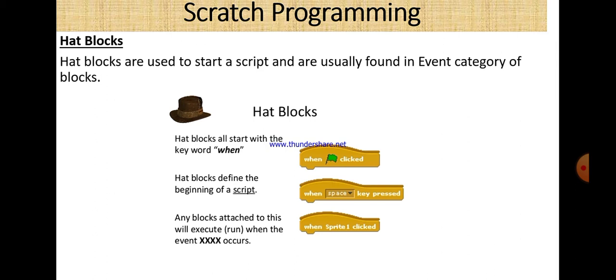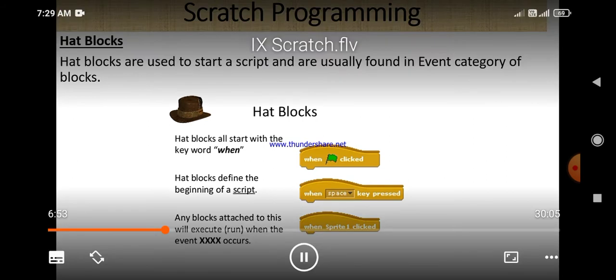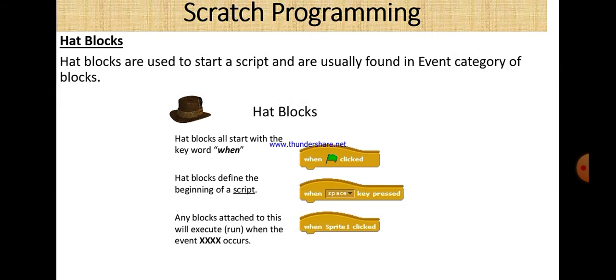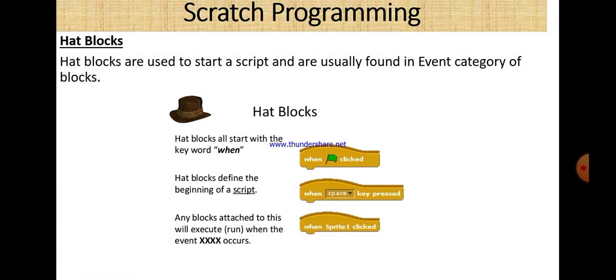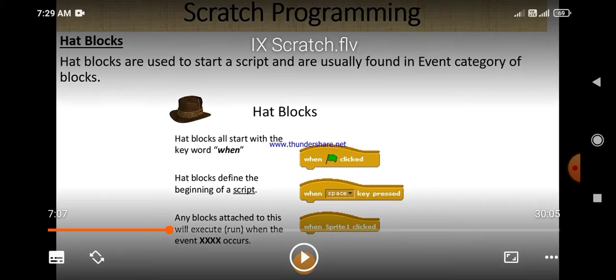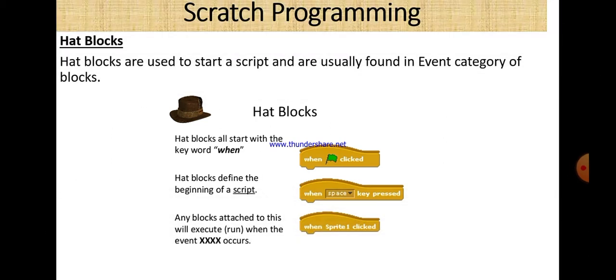Now let us talk about some important commands. First of all, head blocks. Head blocks are used to start a script and are usually found in the events category of blocks. As I told you, in the block palette different categories are there, in which there is an events category in which head blocks are given. So head blocks are used to start a script. If you want to start a script, then you should use head blocks. Using a head block you can start your program.